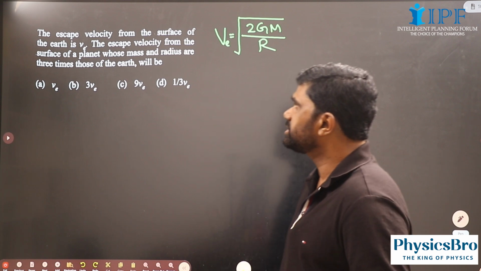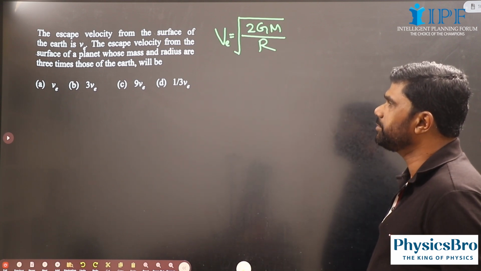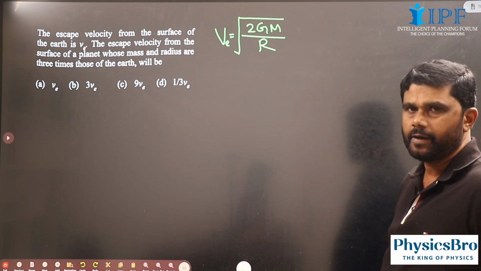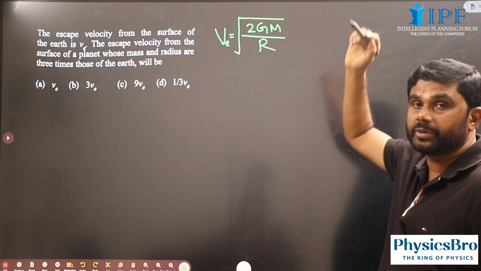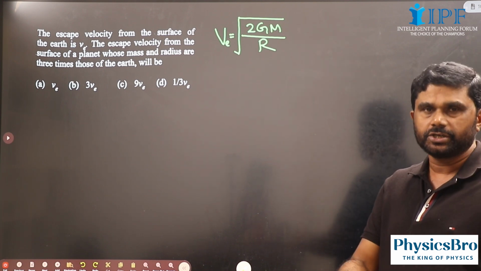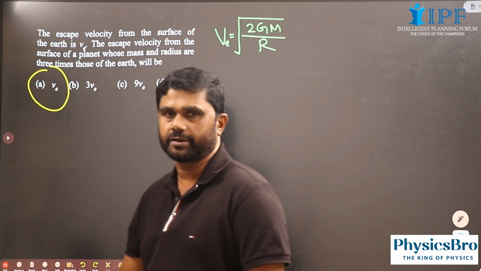Okay. Next, the escape velocity from the surface of Earth is Ve. The escape velocity from the surface of a planet whose mass and radius are 3 times? Mass and radius are 3 times. So m will become 3m and R will become 3R. So that ratio m by R will remain unchanged. So escape velocity also will remain unchanged.